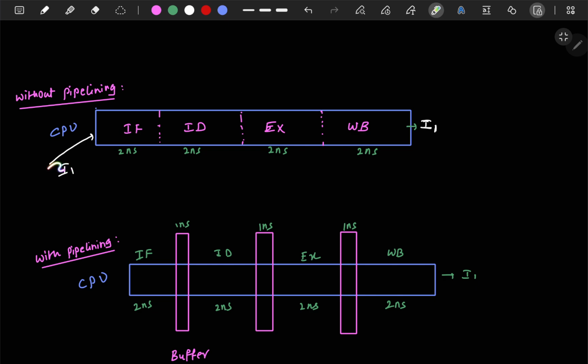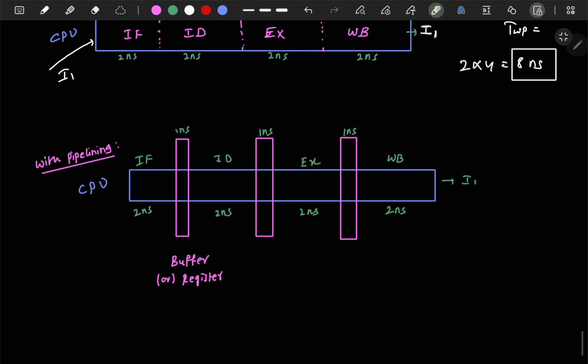Now you are trying to execute one instruction, that is I1. It will go through all these phases. It takes 2 nanoseconds, then goes to the decode phase for 2 nanoseconds, the execution phase for 2 nanoseconds, and the write back phase for 2 nanoseconds. After that it comes out and completes execution. How much time is taken? 2 into 4, that is 8 nanoseconds to complete its execution without pipelining. Now let's see what will happen with pipelining.